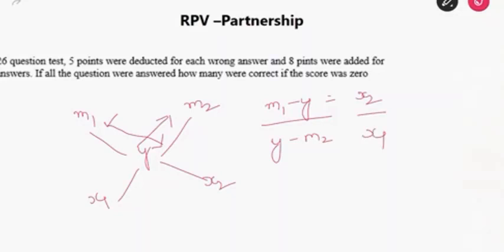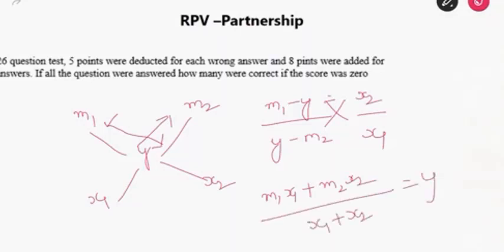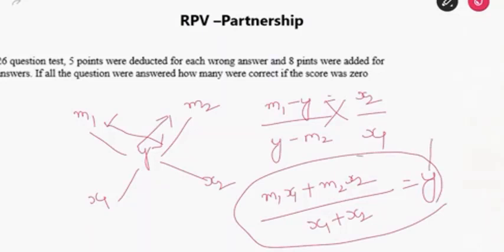x1. The reason we started from y is to mitigate the negative factors. Now crisscross this, and at last this comes to (m1 x1 plus m2 x2) divided by (x1 plus x2) is equal to y. This is nothing but the weighted average of the class. Y is nothing but the total average weight of the class. Now this alligation rule can be used in many questions. Now observe how it is used in this question.